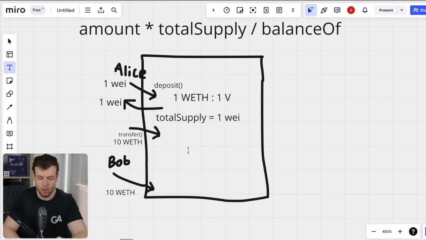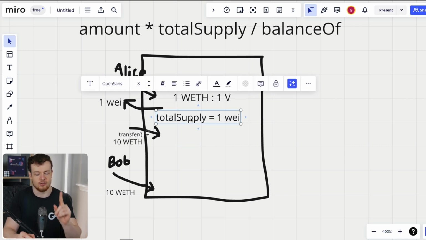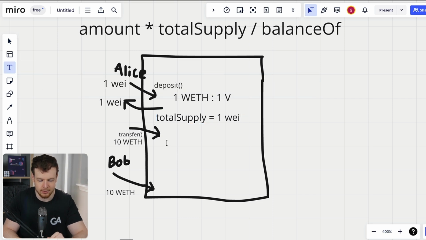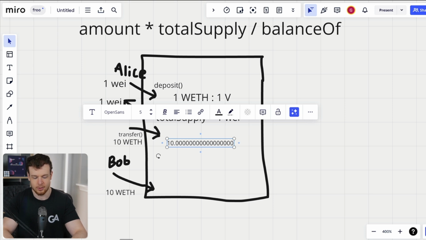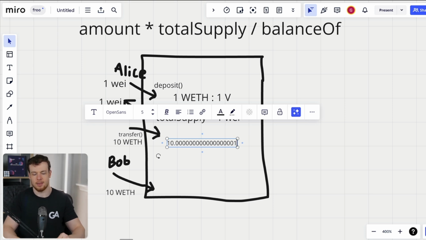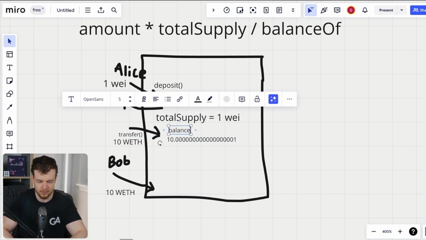So really quickly, what is the state of the system here? The total supply that we had here, that didn't change. It's still at 1 wei. But now the balance of this contract is 10 wrapped ETH and a single wei. So if we put the decimal there, then we've got technically 18 zeros. So I guess I will put all of those. So 17 zeros followed by a single wei. So 1 right there. And then I'm going to just leave this decimal place. Of course, we know that in Solidity, there is no such thing as a decimal place, but just for the ease of representation, I'm going to leave this in there. So this is the balance of.